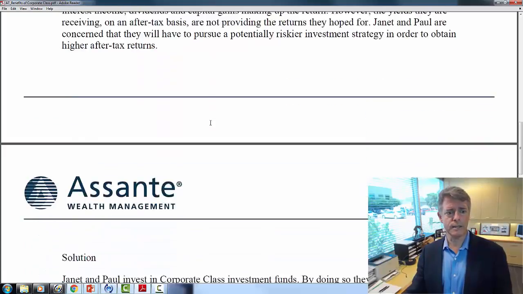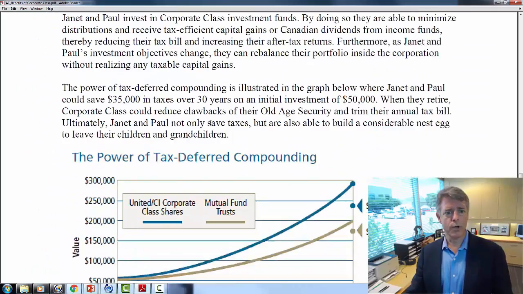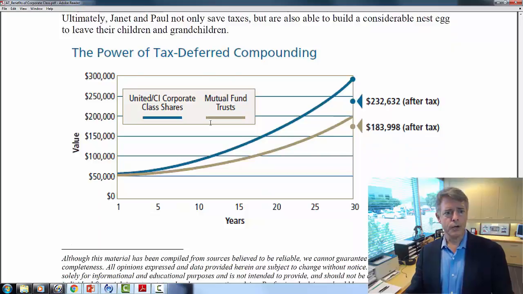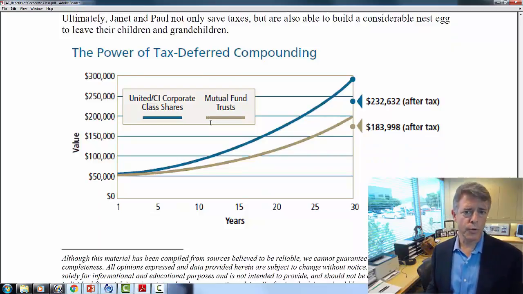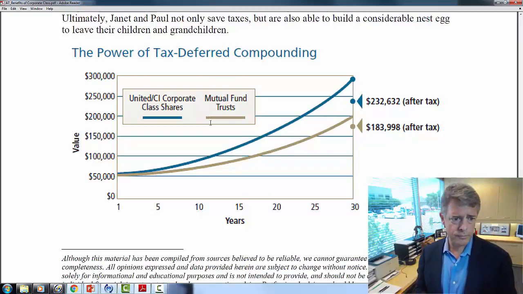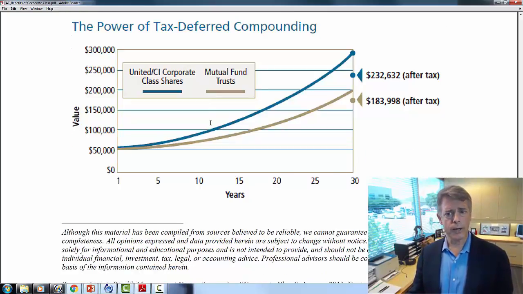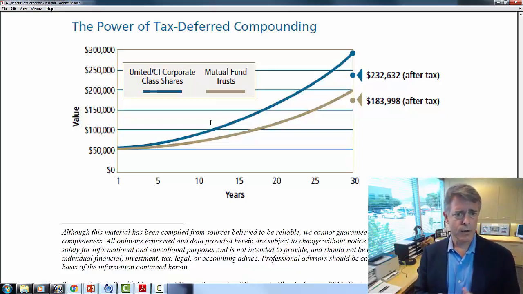And then we have case studies that you can take a look at in terms of how corporate class has been used. So in this example, I'm using a corporate class structure with CI investment funds, and the illustration that you have in front of you just goes through a broad overview on the difference between corporate class and, let's say, a regular mutual fund.